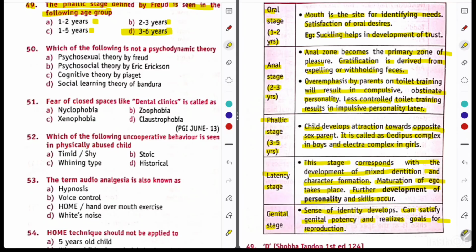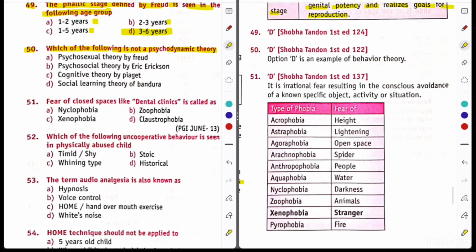Now question 50. Which of the following is not a psychodynamic theory? Option A psychosexual theory by Freud, option B psychosocial theory by Erik Erikson, option C cognitive theory by Piaget, or option D social learning theory by Bandura. So the answer is option D social learning theory by Bandura. It is not a psychodynamic theory, it is a behavior theory.